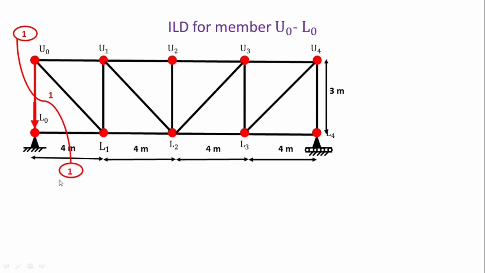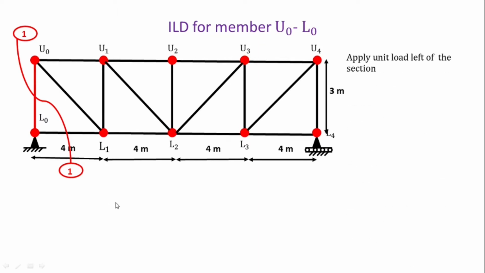and here we have to apply the unit load on each joint and find the ordinate of ILD for U0 L0. So first is L0, then we apply the unit load on L1, then on L2, then L3, and finally on L4, and find the ordinate in each case.